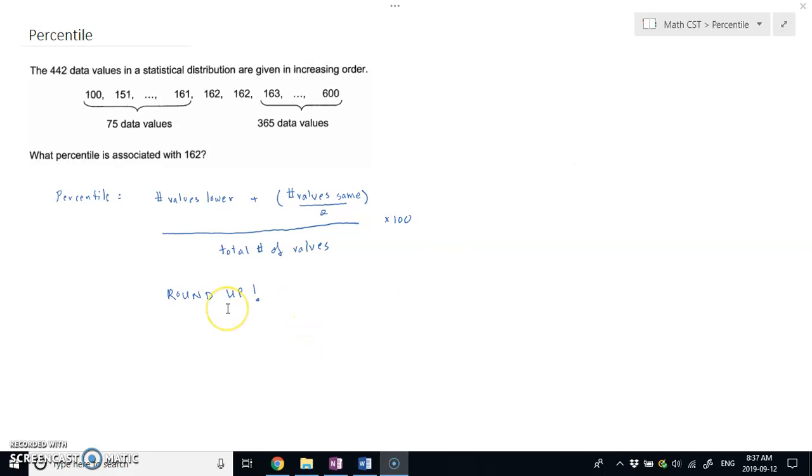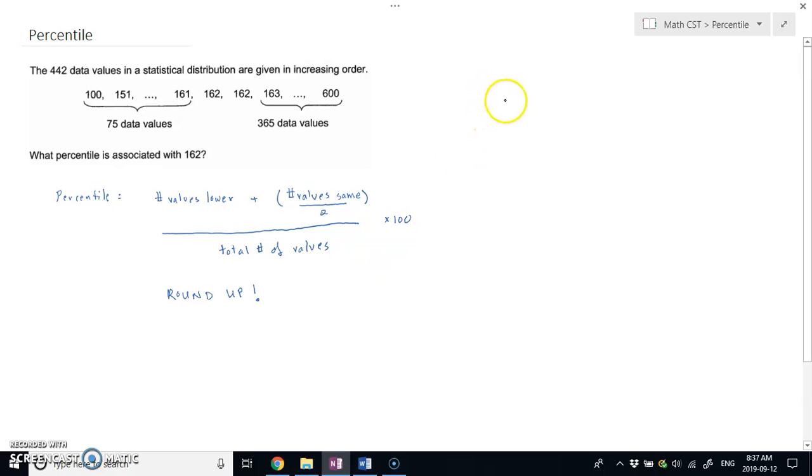Now I've written a formula here below which says that percentile equals the number of values lower plus the number of values that are the same as, all divided by the total number of values, and then you times your answer by 100. And you have to round up to the nearest whole value. So this is where I see students making a big mistake, because even if your value is a 0.1 or 0.2 or 0.3, you still have to round up, even though your instincts tell you to round down.